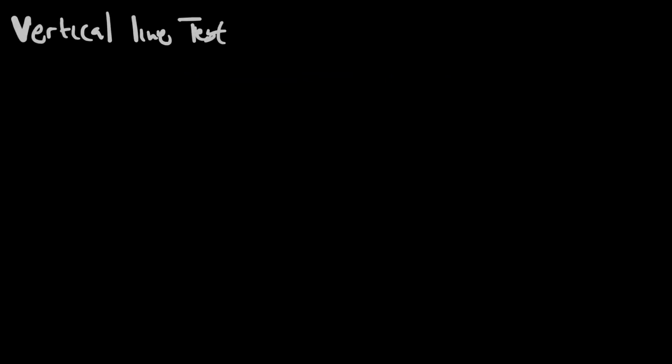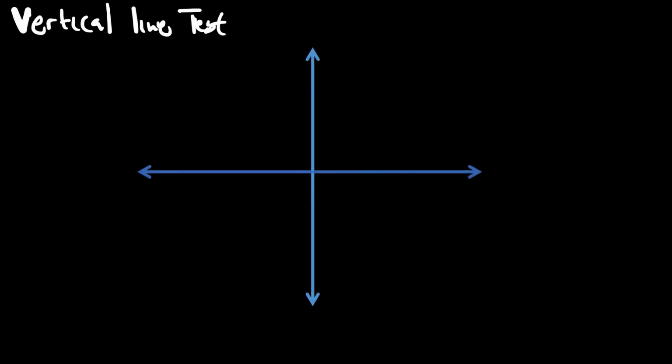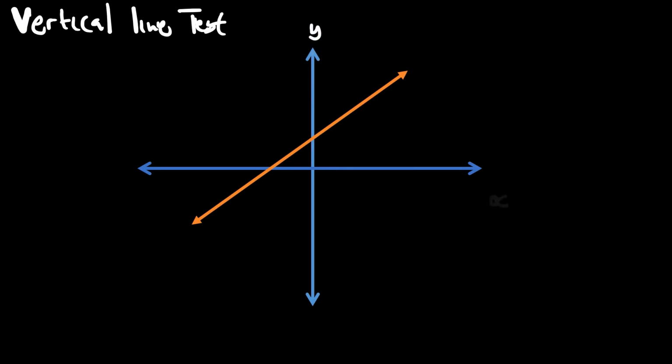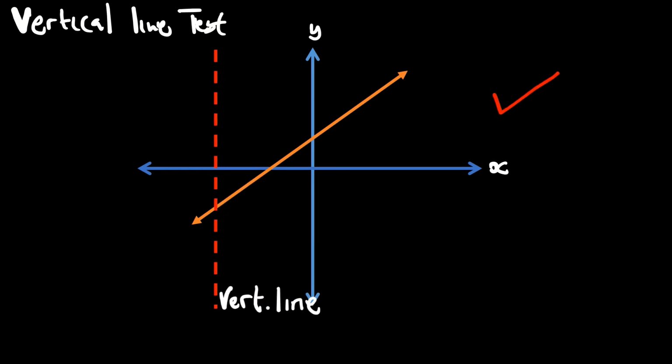Today we're going to focus on the vertical line test and the horizontal line test. Vertical line test. So we're going to test a straight line and see if it is a function or not. As you can see, the vertical line moving from right to the left hand side touches the straight line only once. So that means that the straight line is a function.